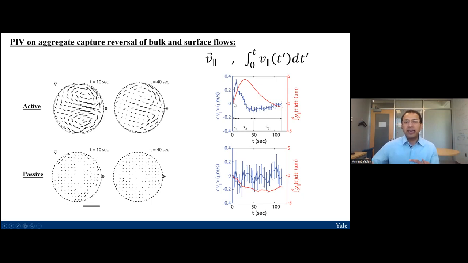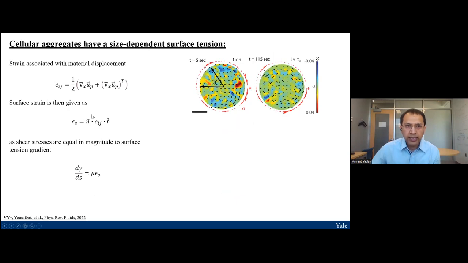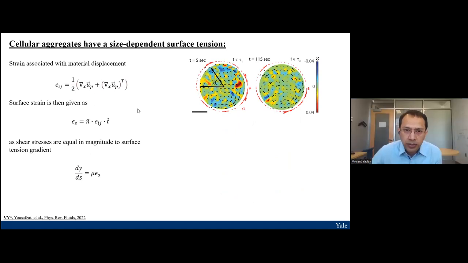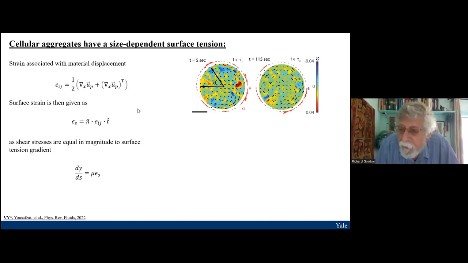Well, when I ablate it, I see this large flow, which is created due to ablation. Sorry, Richard Gordon has had his hand up for a while, so maybe he can just ask the question. Sure. Hello. Can you hear me? Yes, Richard. Yes, I can.